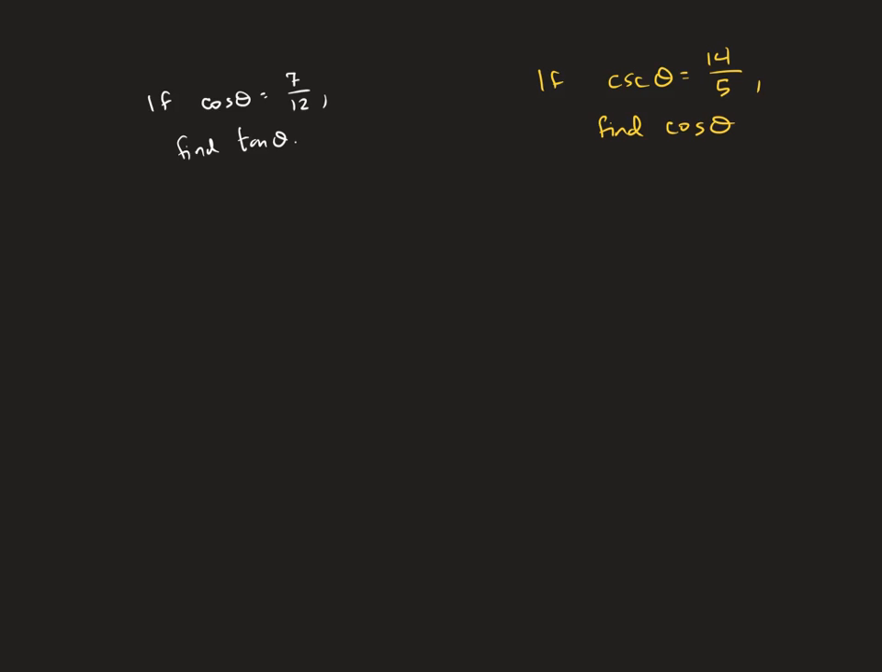All right, so this video is to help you finish the last 3 problems from the classwork today. The way this works is if you're given a trig ratio, you're asked to find another trig ratio. I've got 2 problems here that we're going to do. The first thing you need to understand is that a trig ratio like this comes from a right triangle. So the first thing I'm going to do is draw a right triangle.